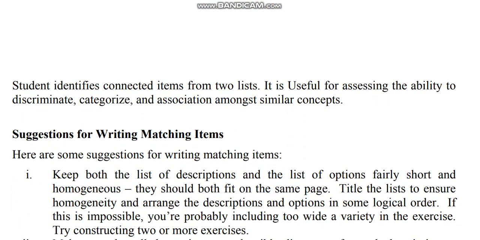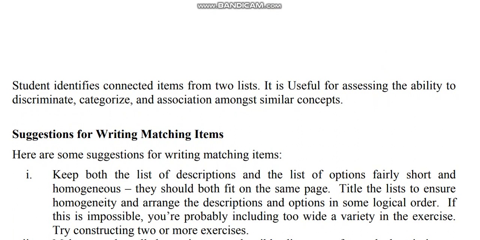Students identify connected items from two lists. It is useful for assessing the ability to discriminate, categorize, and associate among similar concepts. Suggestions for writing matching items. Here are some suggestions for writing matching items.